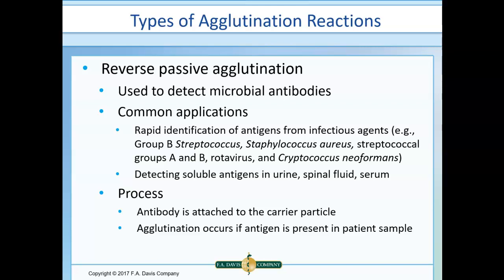In this case, the antibody is attached to the carrier particle rather than the antigen. So agglutination occurs if the antigen is present in the patient sample. We do this a lot for staph bacteria in microbiology. If we think something might be staph, we can take a latex solution that has staph antibodies attached to those latex beads. We mix it with some of what we think might be staph, and if agglutination happens, we know that is staph bacteria.